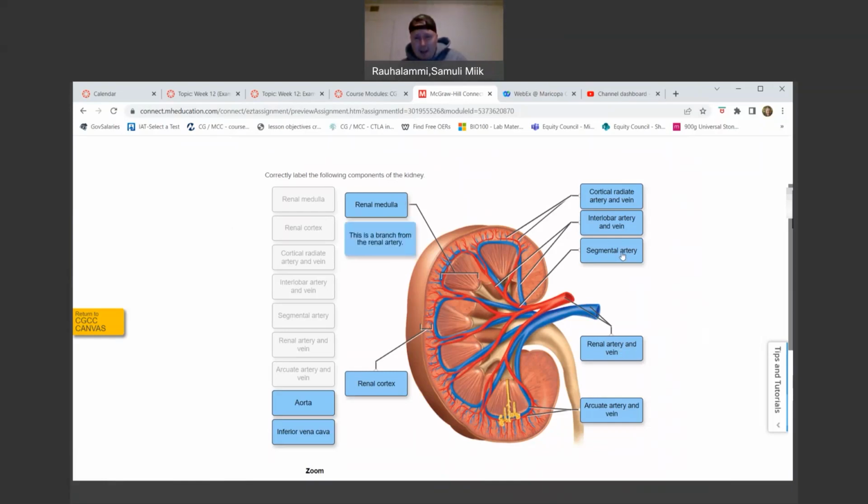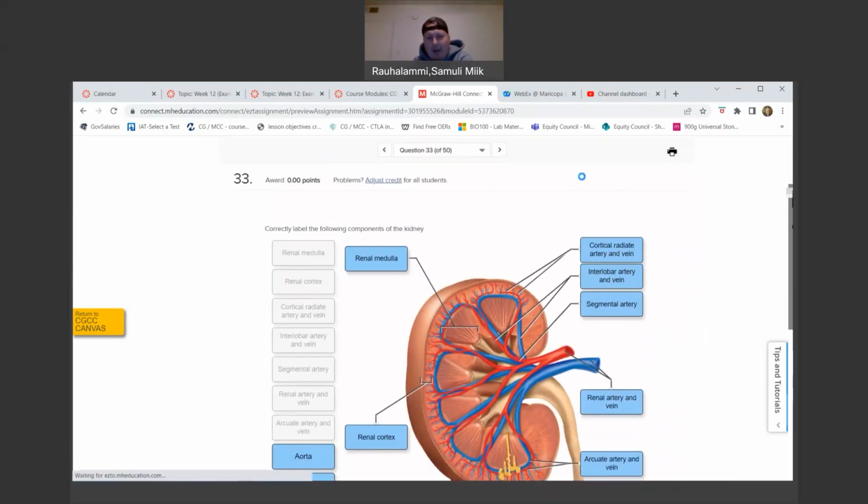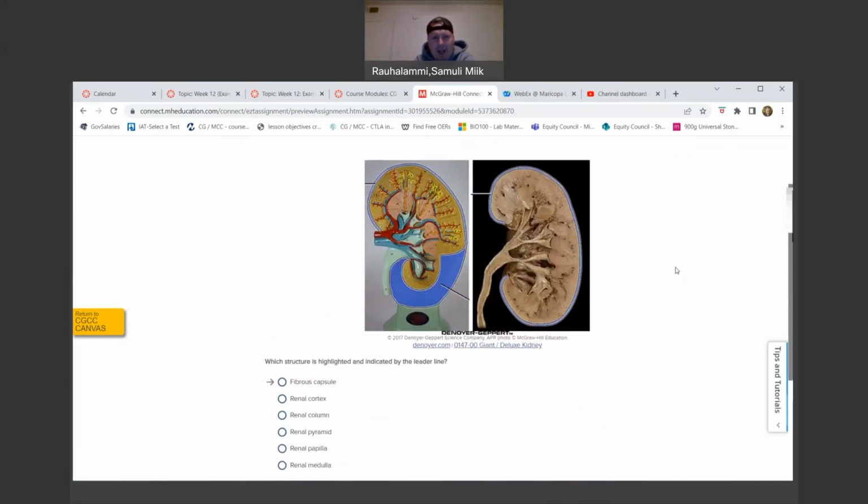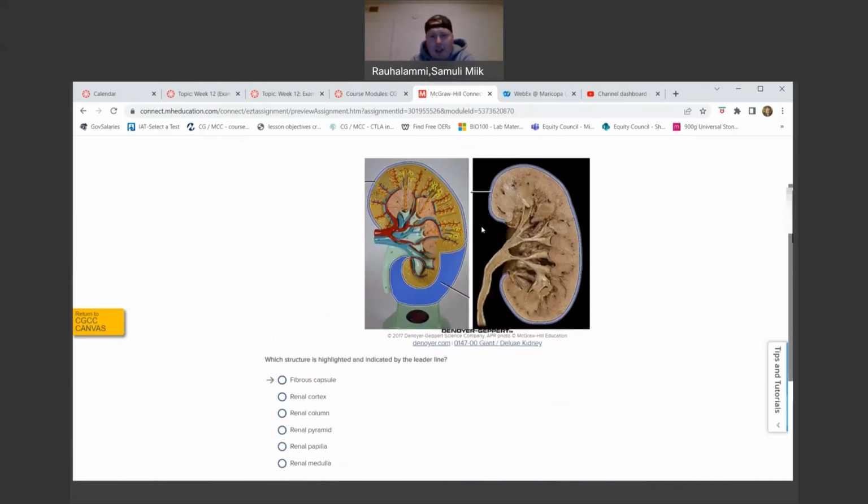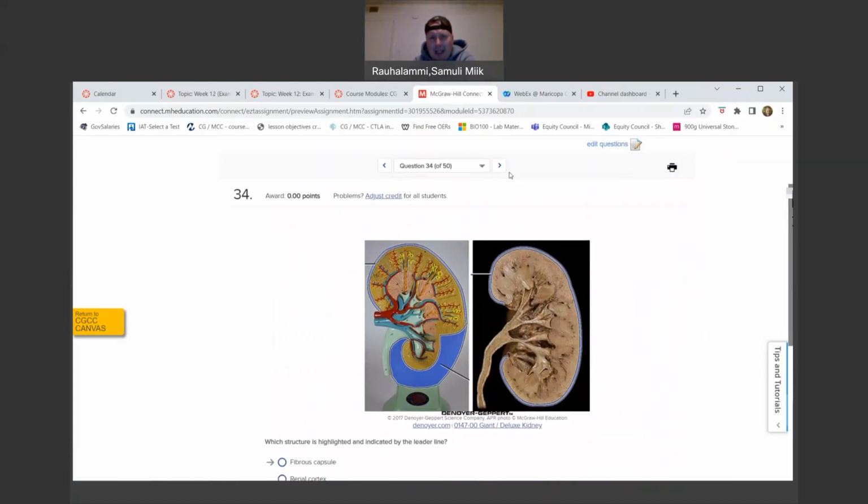We're seeing the segmental artery, interlobar artery and vein, and cortical radiate artery and vein. And finally, arcuate artery and vein. Always pay attention to the color of the vessel, whether we're talking about an artery or a vein. So a very, very nice diagram for you to be familiar with. What we're seeing here is actually, even though it's a cross section, we're highlighting this outermost layer around the kidney, which is going to be the fibrous capsule surrounding the kidney.